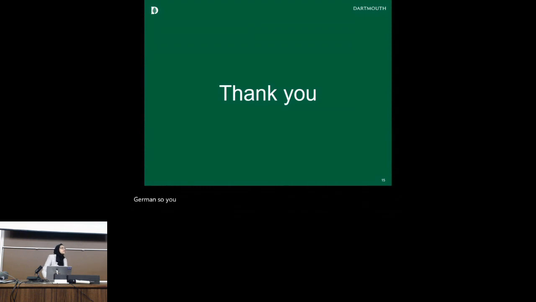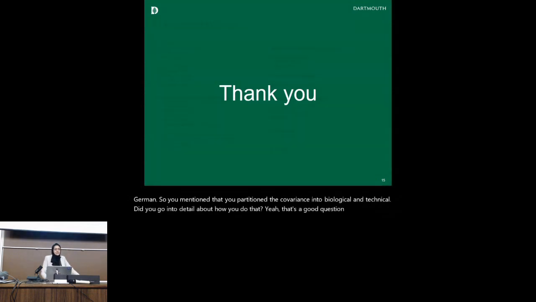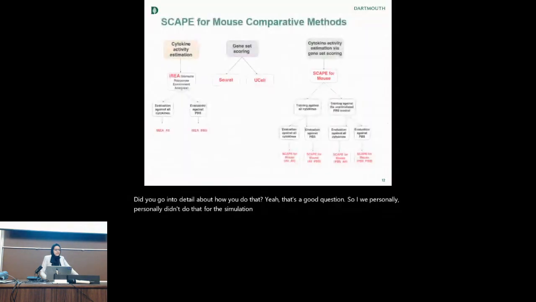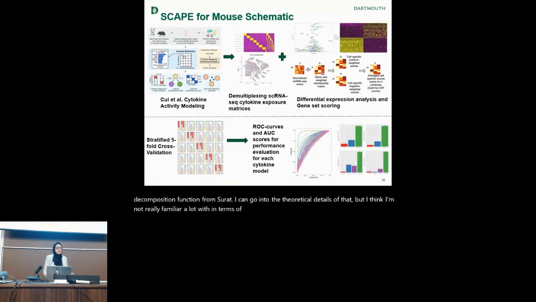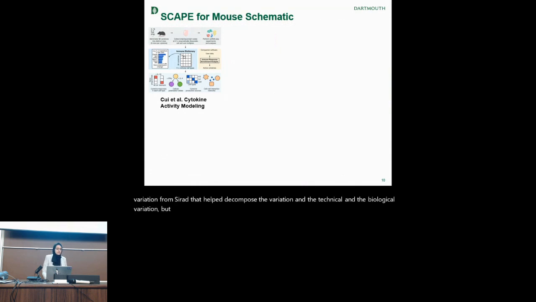So you mentioned that you partitioned the covariance into biological and technical. Could you go into detail about how you do that? Yeah, that's a good question. We personally didn't do that for the simulation strategy, but we did do that for the variance adjusted Mahalanobis method. Is that what your question was? Yeah. So that uses the variance decomposition function from Seurat. I can go into the theoretical details of that, but I'm not really familiar with exactly how it's implemented. But we considered a variation from Seurat that helped decompose the technical and the biological variation. But that's a good question. Thank you.